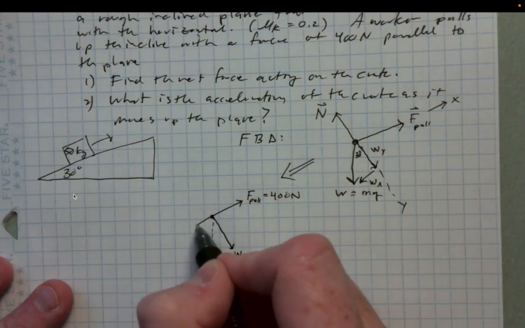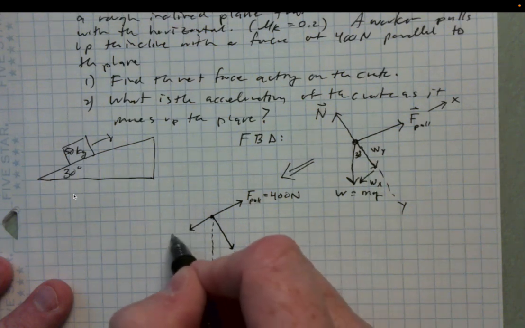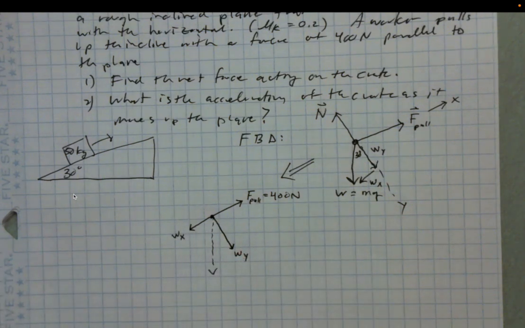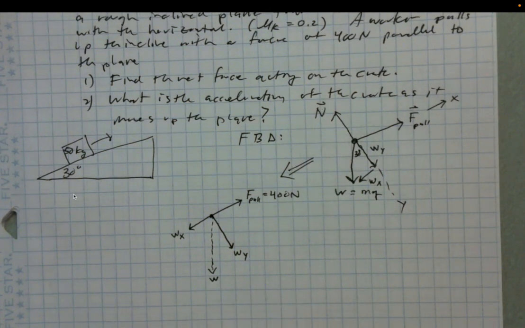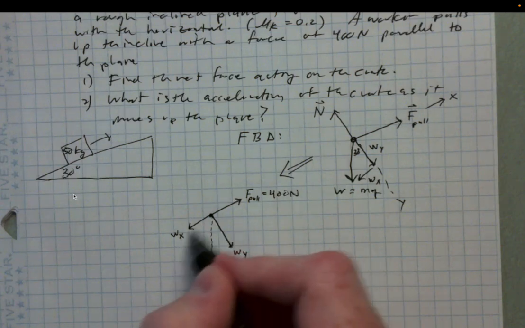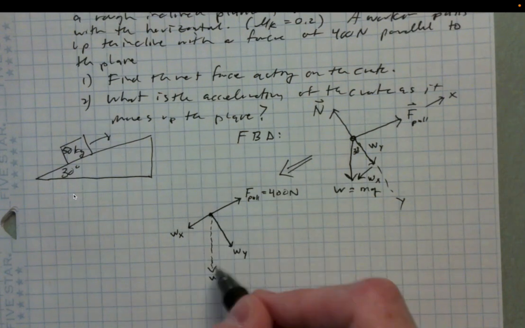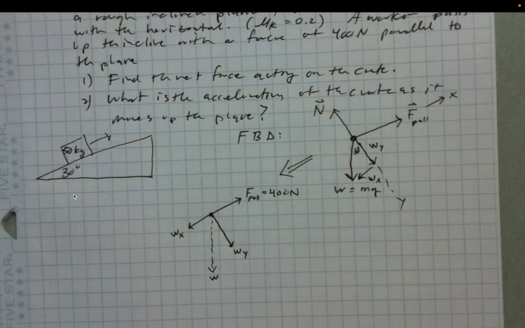And then there's this one here, which we'll call wx. So some portion of the weight of the object is being pulled perpendicular to the pulling force, and some portion of the weight of the object is pulling in line with the pulling force. Right, so you've got the weight kind of pulling this way and pulling that way, and then the sum of those two are the overall weight.